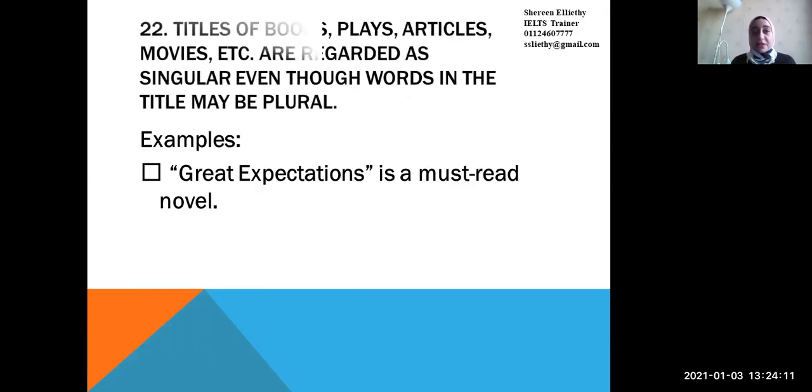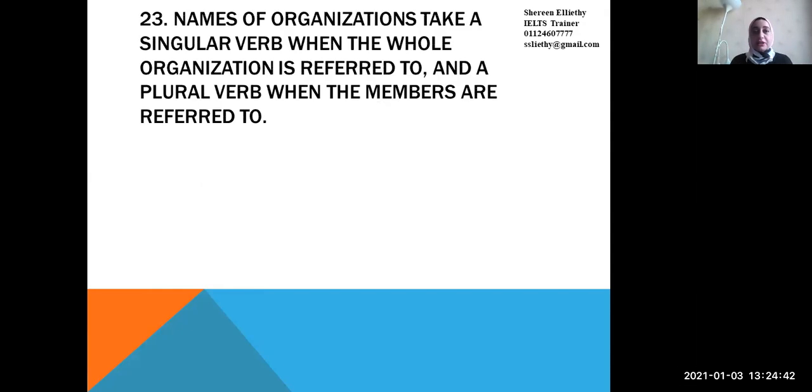Let's look at this one as well. Titles of books or plays or articles and movies are regarded as singular, even though words in the title may be plural. So all the titles of books and novels and articles are regarded as singular, even if they look plural. So Great Expectations is a must-read novel. I'm sure you have read the great, beautiful novel, Great Expectations. Even if the title looks plural, we use a singular verb. So Great Expectations is a must-read novel. Very good.